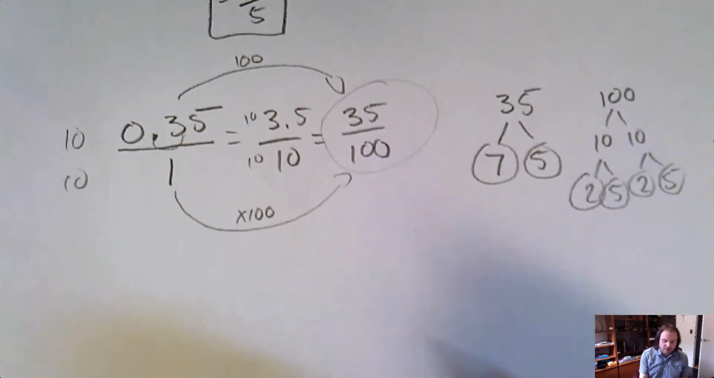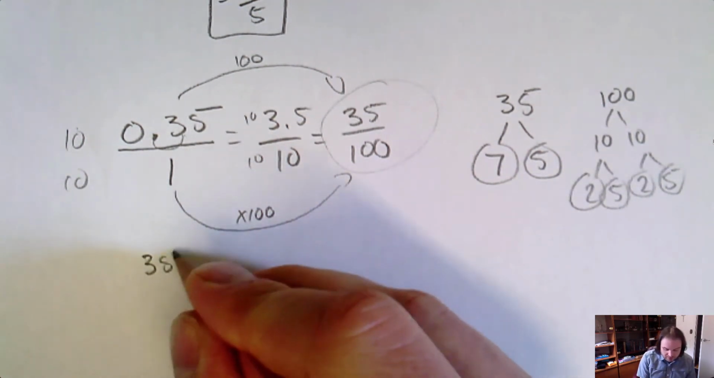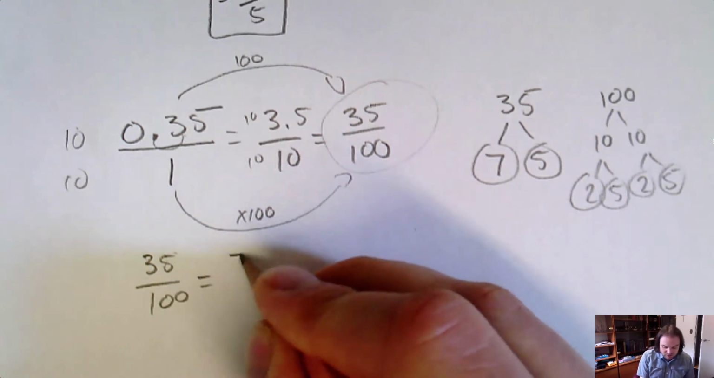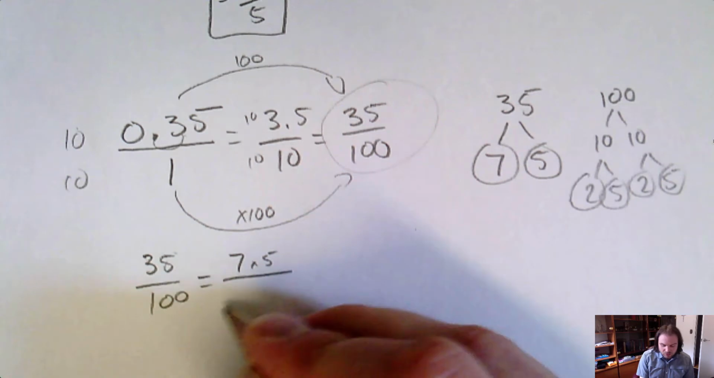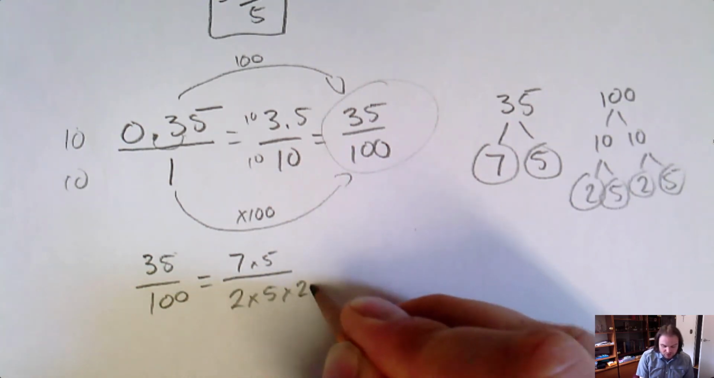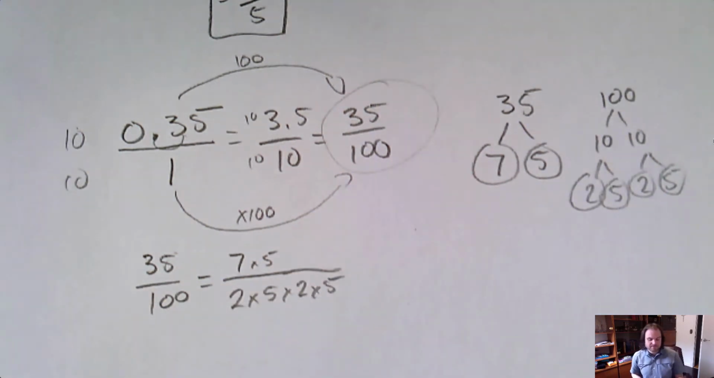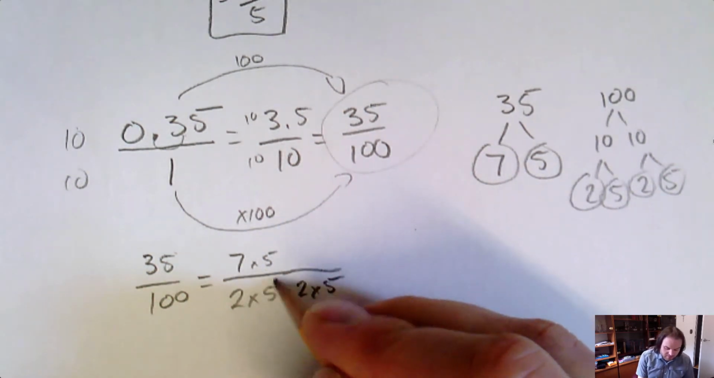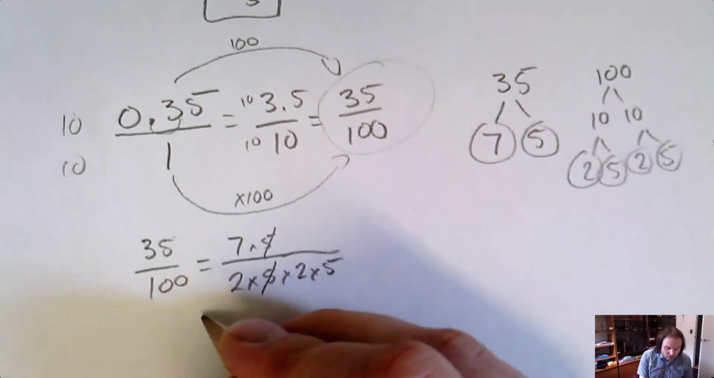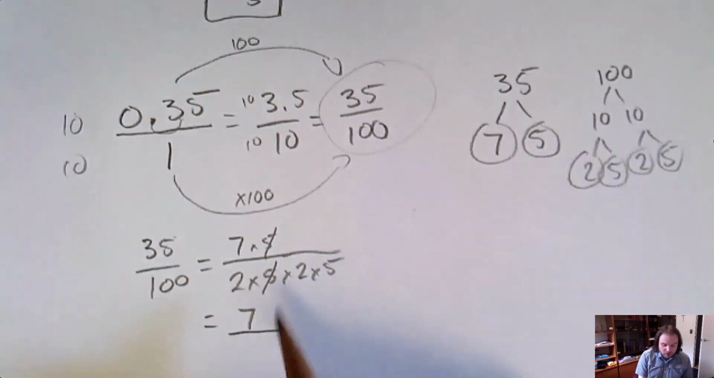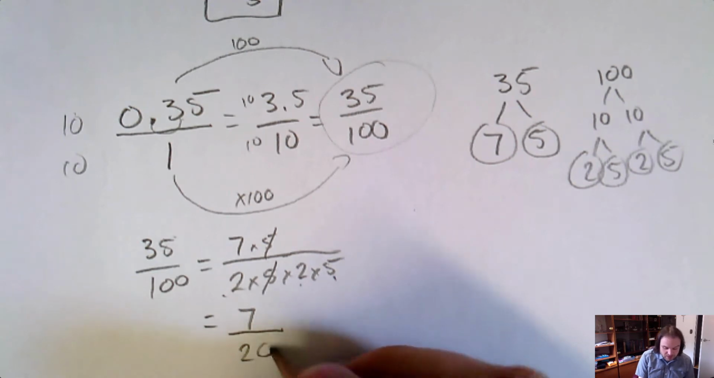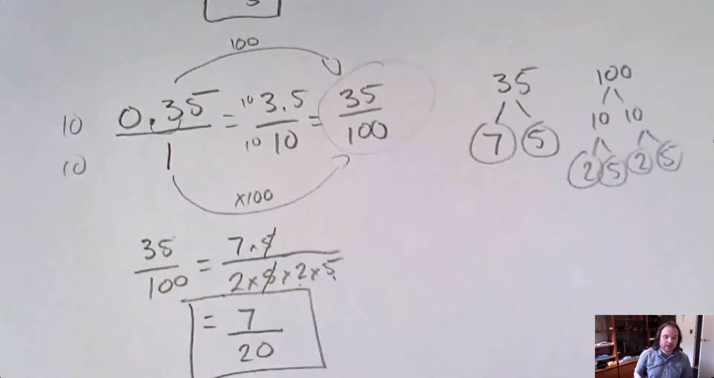Circle my primes. So let's write this out here. So we have 35 over 100, and we're saying that's equal to 7 times 5 all over 2 times 5 times 2 times 5. Now I look at this here, we have 5 and 5 divided by each other gives me 1. So what we're left with on top is 7, and on the bottom we have 2 times 2, which is 4, times 5 is 20. So 7 over 20 is my answer.